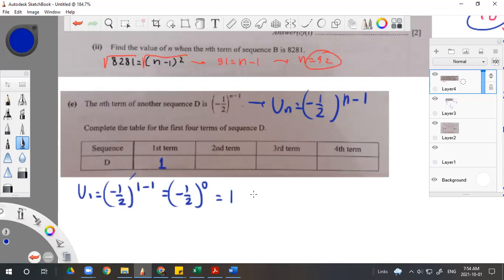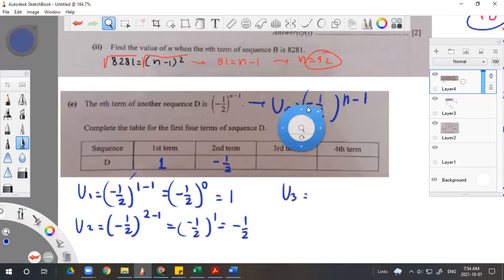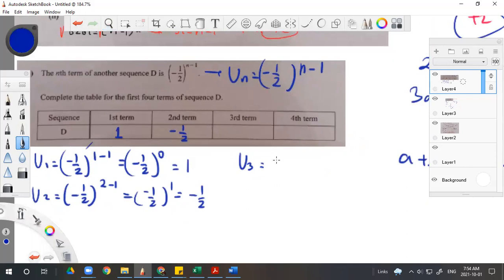Anything to the power of 0 is 1. This is the, what do you call it? The indices rule. U2. -1/2 to subtract 1, right? You just change the n by 2, and then -1/2 power 1. Anything to the power of 1 is the number itself. So -half. And U3, okay, you just write here. U3. So -1/2 power 2. Okay, -1/2 times -1/2. If you want to think simple like that. Oh, 1/4, right?